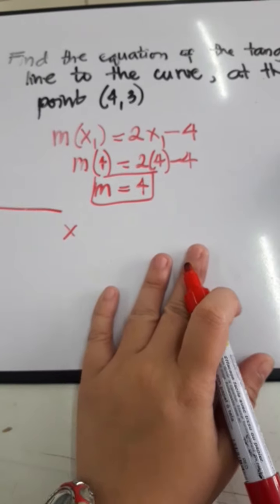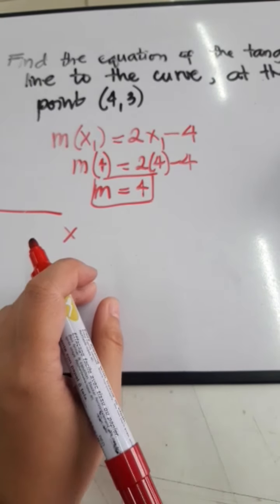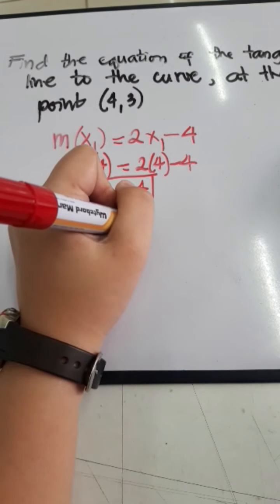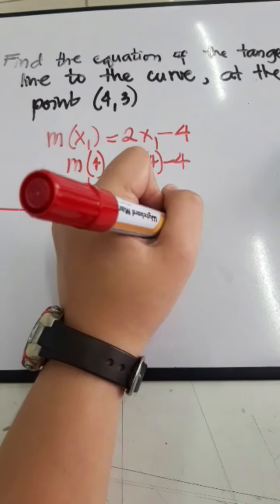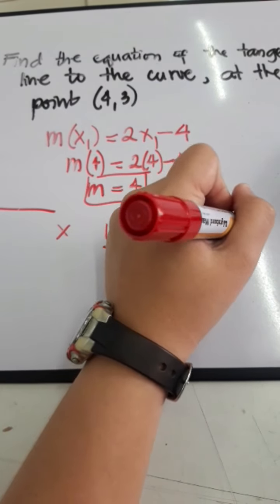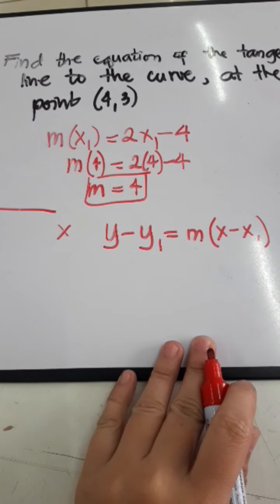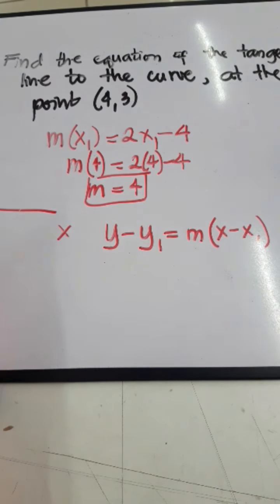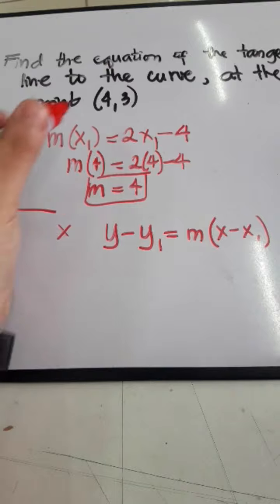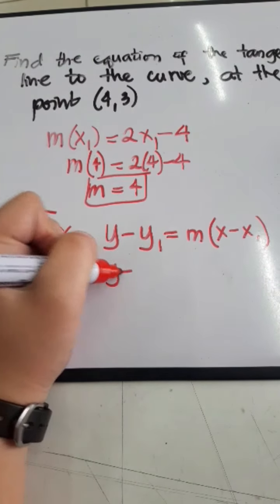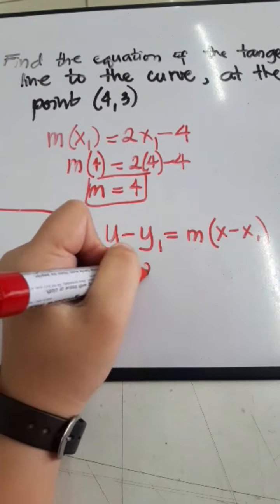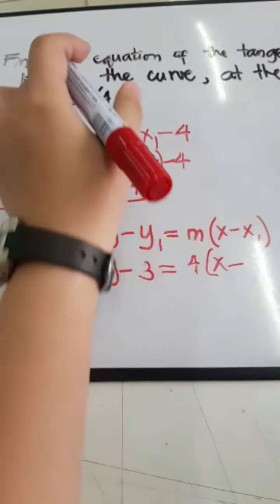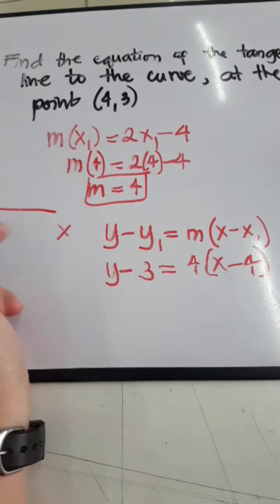Then we recall the equation or the point slope form. The point slope form of the equation is y minus y sub 1 is equal to slope times x minus x sub 1. Diba? Ka-remember mo the point slope form. Therefore, then we already have the value, the points 4 and 3. So, y minus our y sub 1 is 3 is equal to the slope 4 times x minus x sub 1 is 4. Then we have our equation.